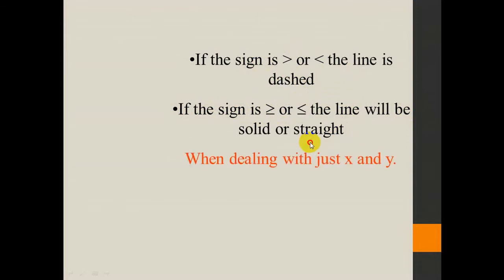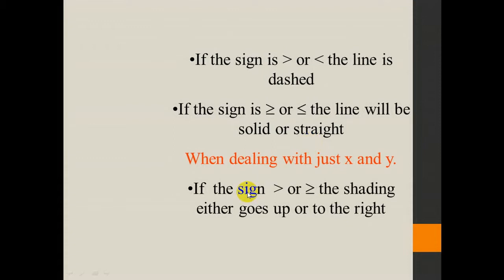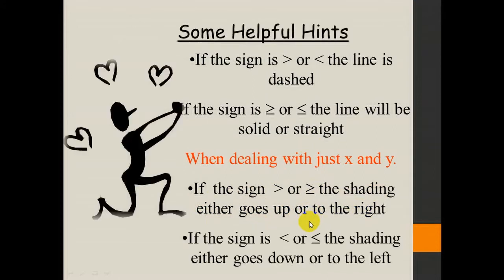Okay, when dealing with just x and y, this is just from me, I just make a conclusion. If the sign is more than or more than or equal, the shading either goes up or to the right, and if the sign is less than or less than or equal, the shading either goes down or to the left. So you need to remember, if the sign doesn't have equal, they have dashes, and if they have equal, they are using a solid or straight line.